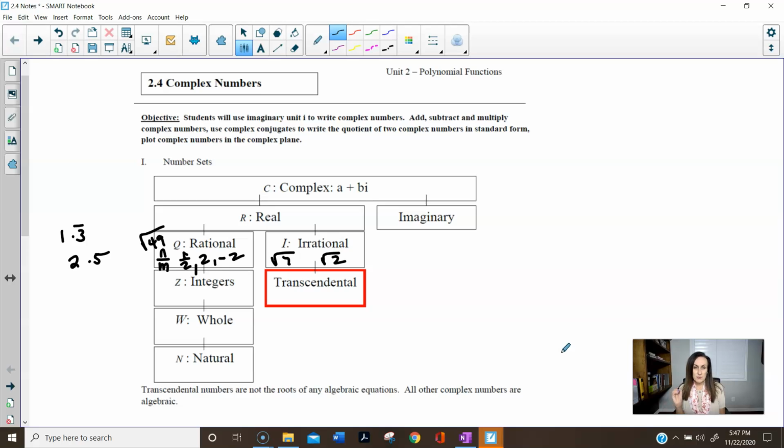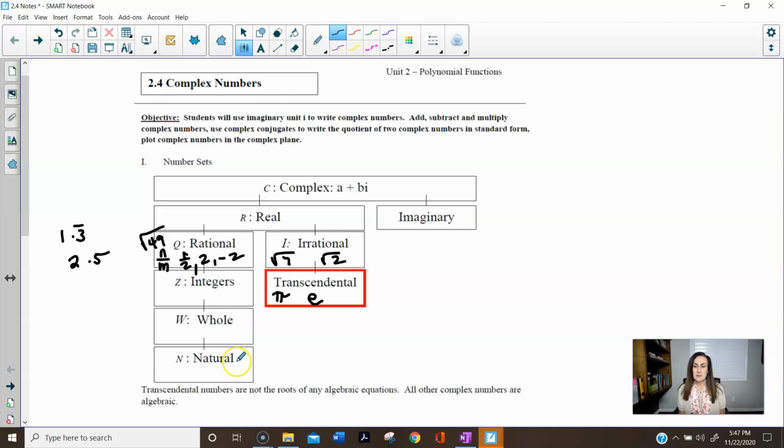Now, within irrational, we have what's called transcendental numbers. Transcendental numbers are not algebraic. So a good example of a transcendental number would be like pi or e.